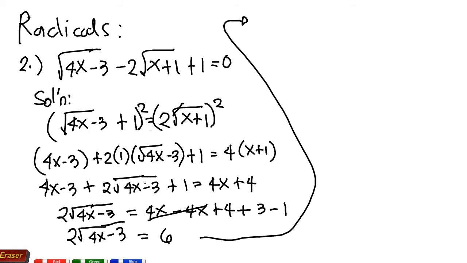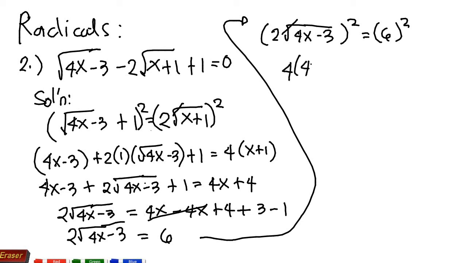Again, since we still have the radical sign, we're going to perform squaring both sides. Okay, squaring both sides, that will give us 2 square root of 4x minus 3, okay, that is squared is equal to 6 squared. So cancel the square root, so what remains is, okay, square the 2, it will give us 4 times 4x minus 3, and that is equal to 36.